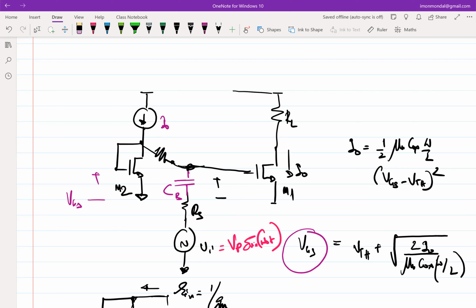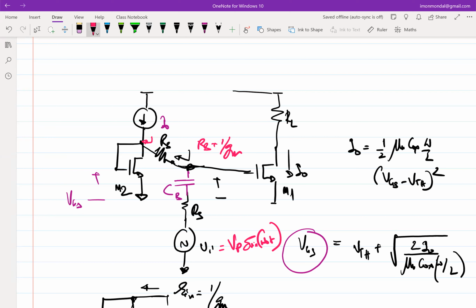Why? What is the resistance looking into this? Let's say I call this RB. What will be the resistance looking in from this side? It will be RB plus 1 over GM, right? Because ultimately this transistor is 1 over GM and RB is in series with that. So this will be RB plus 1 over GM.